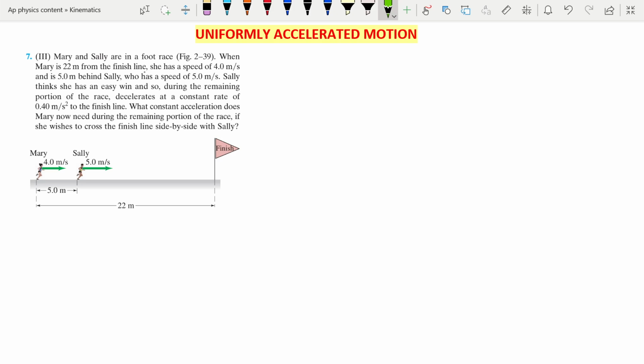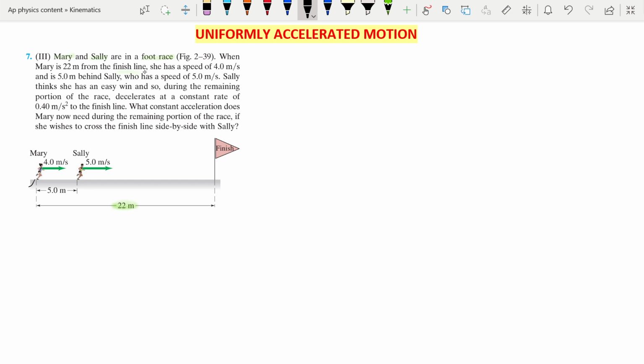This question is about the constant accelerated motion of Mary and Sally. Both are in a foot race, and when Mary is 22 meters away from the finish line, she has a speed of 4 meters per second.